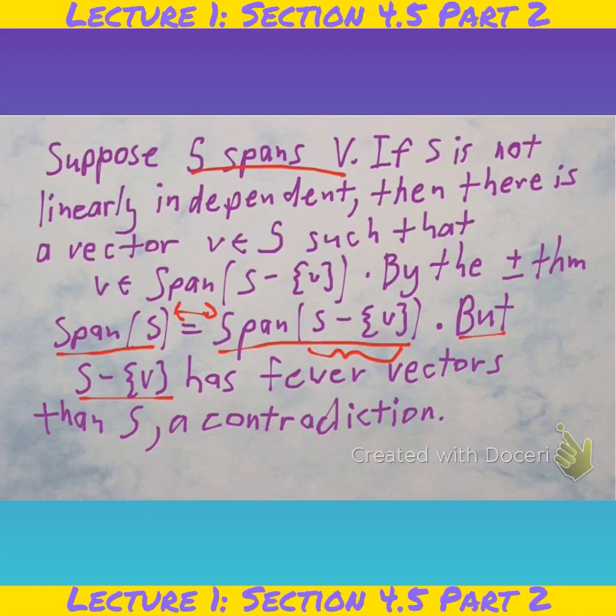But what's the contradiction? We said earlier there's a theorem that says that a set of fewer than n vectors cannot span the whole space V. It's impossible. That gives us a contradiction. So therefore, we can conclude that S is linearly independent.